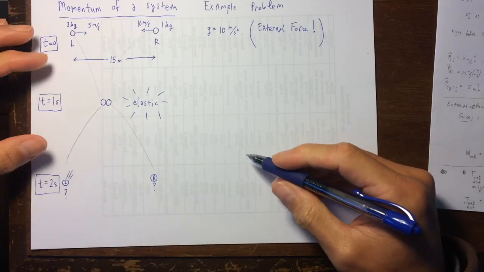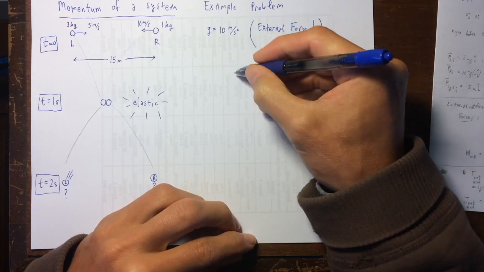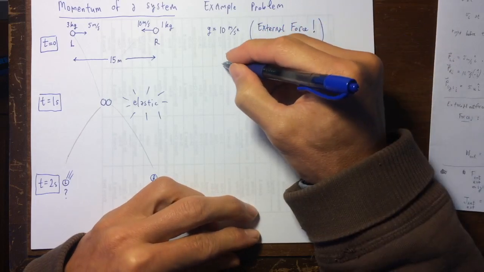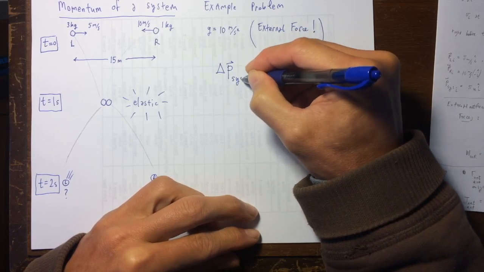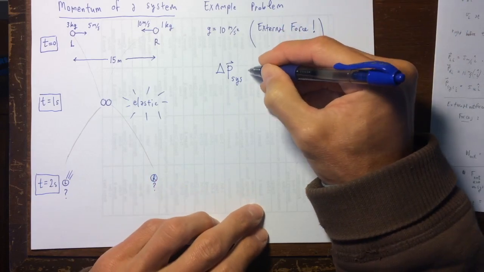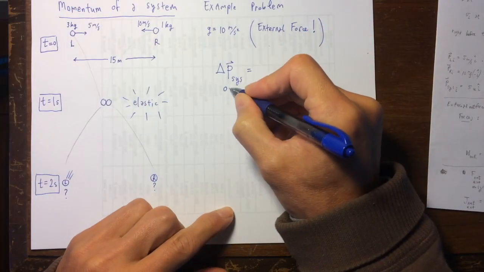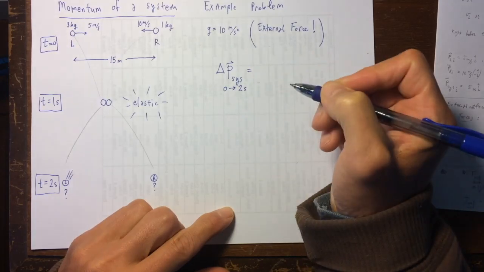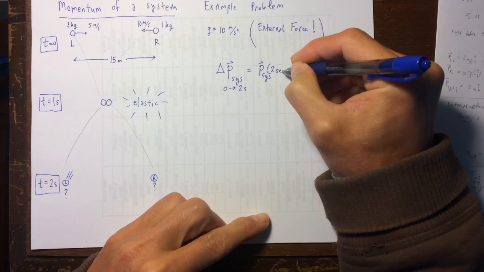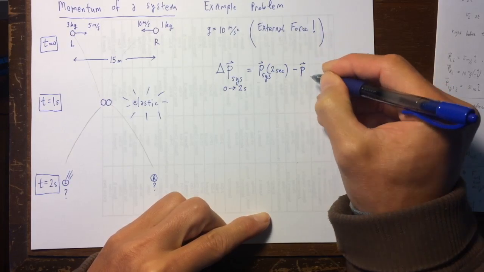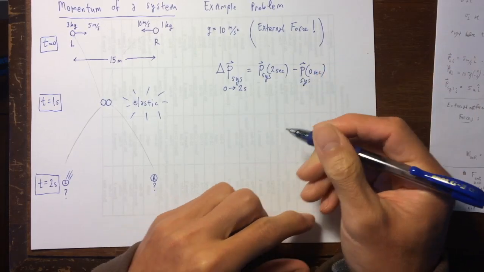The central equation that we're going to leverage is a momentum impulse equation for a system. So the way that goes is the change in the momentum of a system. In this case, we're going to be calculating the change in the momentum of the system from 0 up to 2 seconds. So this will be the system momentum at 2 seconds minus the system momentum at 0 seconds, like this.